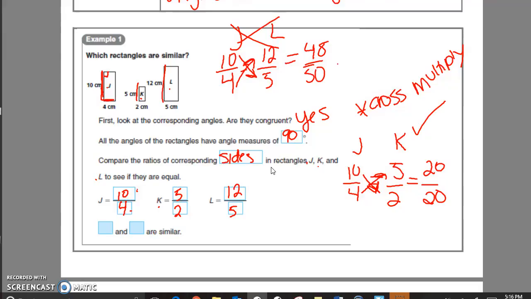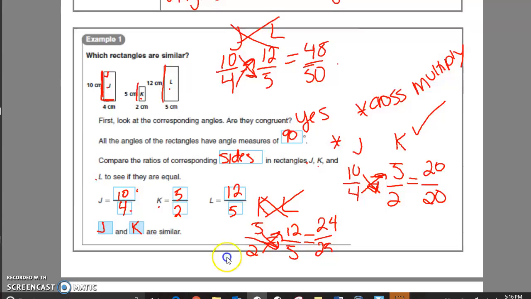And let's check the last one, which I already know aren't similar because if they were, J and L would be, but we'll check. So K and L, we have 5 over 2 and 12 over 5. So cross multiply, I've got 24 over 25. These are not similar. So the only two that are similar are rectangle J and rectangle K. Again, using those proportions that we learned in lesson 5.5.